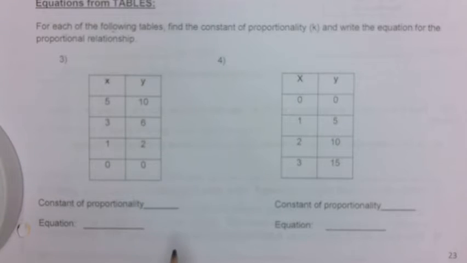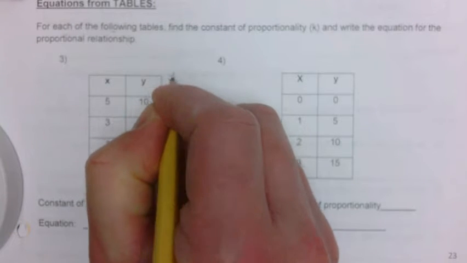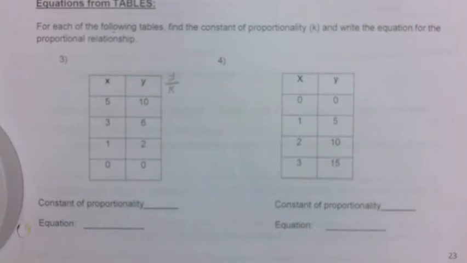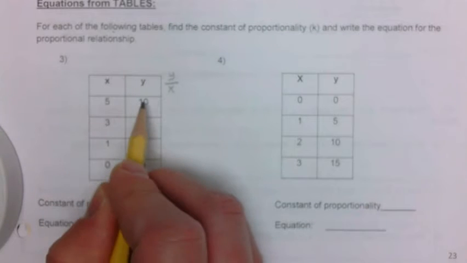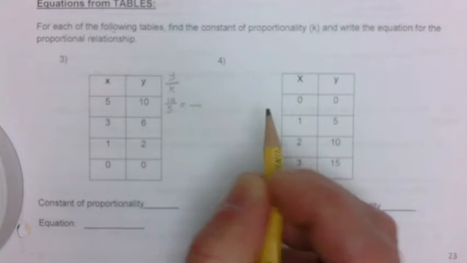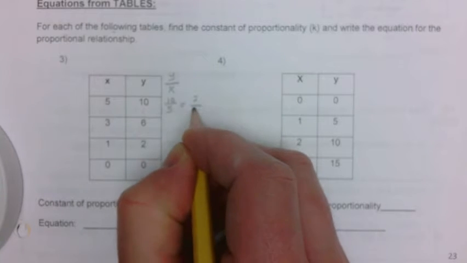I have to set up my rates. Remember that the rates are always set up as the dependent variable y over the independent variable x. So we're going to set up each of these as y over x. With our first set of data, y is 10, x is 5, so our rate is going to be 10 over 5. We need to simplify that down to the unit rate by dividing each number by 5, which would give us 2 over 1.